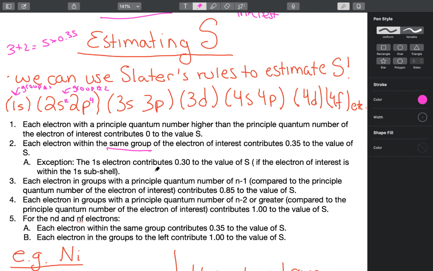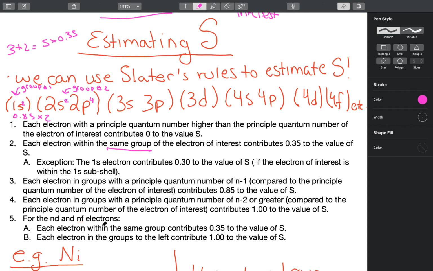So rule number 3 is that each electron in groups with a principal quantum number of n-1 compared to the principal quantum number of the electron of interest contributes 0.85 to the value of S. So once again, let's look at our electron within the 2p subshell. In order to find that S value, what you would do is multiply 0.85 times 2 and then add that to your S value.